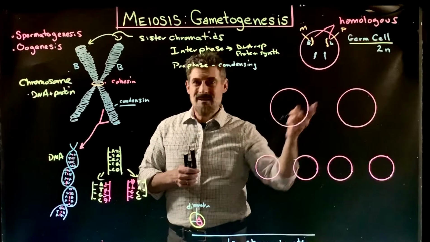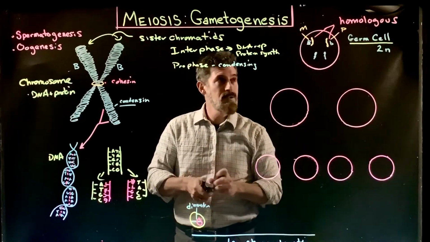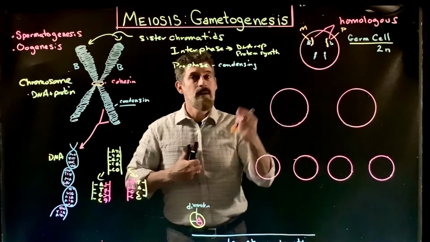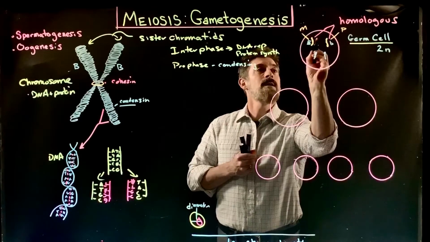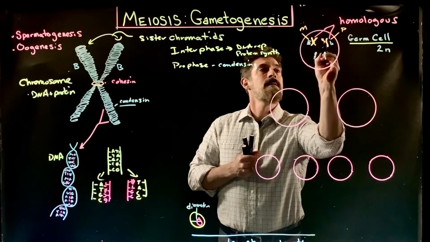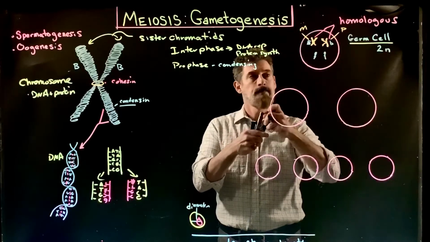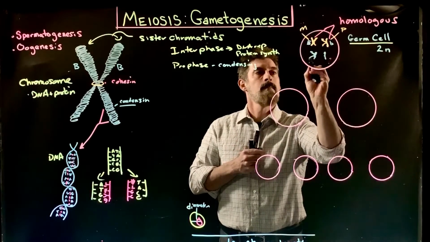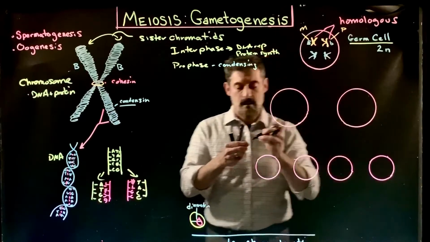And so they start to become visible. Now in these cells too, DNA replication is over and they're starting to condense. Again, you're going to have now the sister chromatids. Two, of each, like this. Okay.